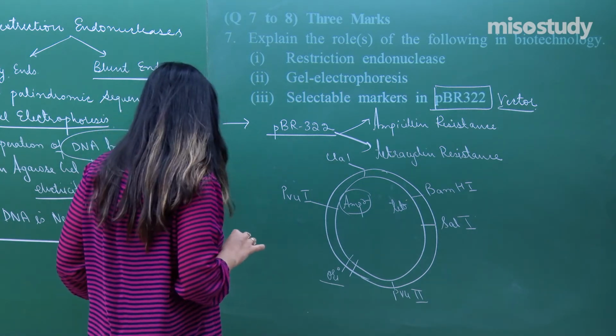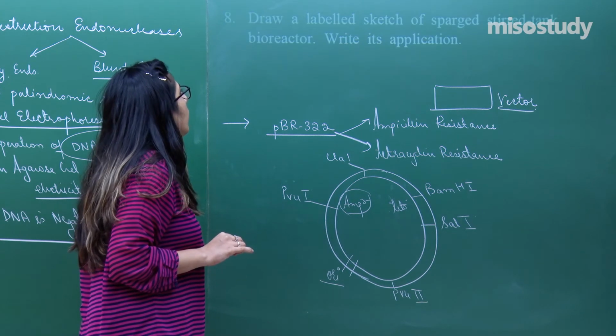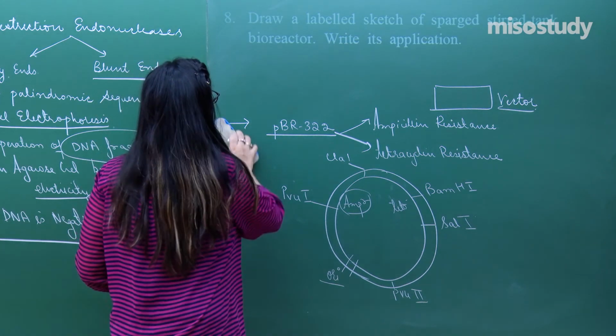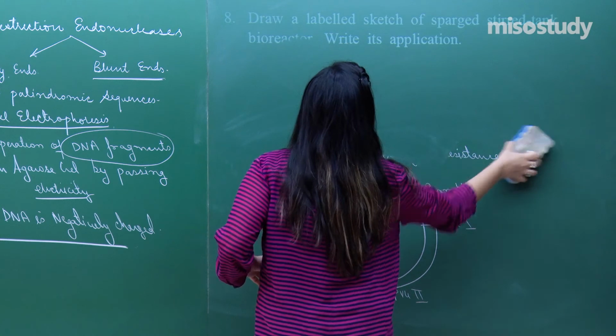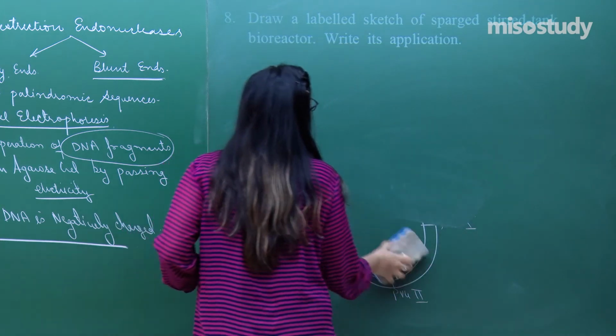Now, this was question number 7. Let us move towards the next question. Draw a labeled sketch of a sparged stirred tank.